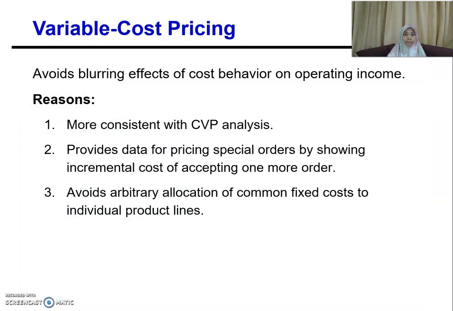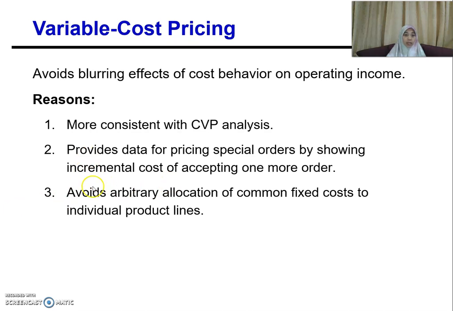Why use variable cost pricing? It can avoid the blurring effect of cost behavior on your operating income, and it is also consistent with your CVP analysis. Remember, when you do CVP analysis, you look at sales minus your variable cost, which gives you your contribution. Contribution is an important concept in CVP analysis. It also provides data for pricing special orders by showing the incremental cost of accepting one or more orders. Why? Because when we do incremental analysis, we look at the cost that varies, the differential cost.